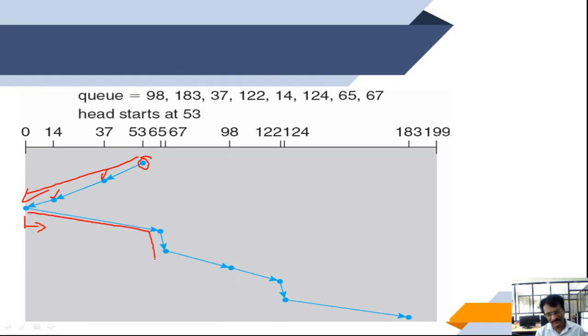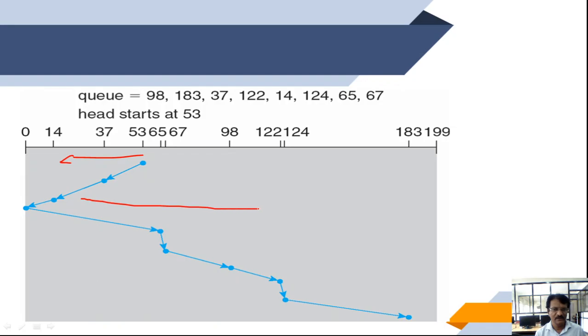Now it scans like this. While scanning, it services 65, 67, which are on the way, 98, 122, 124, and 183, which is the last, right? So like this, it scans from the reference to one end and reverses to reach the other end. On the way, however many references come, they will be served, right?